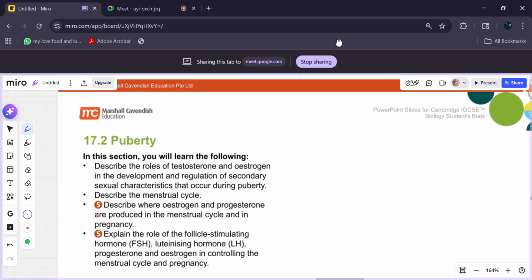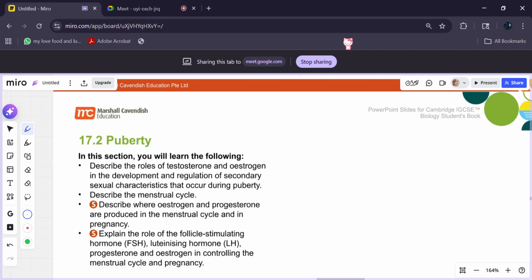Now let's move on to 17.2, which is puberty. In this section, we're going to describe the roles of the hormones that we've learned, which are testosterone and estrogen, and explain the development and regulation of the secondary sexual characteristics that occur during puberty. We will also describe the menstrual cycle in females, and describe where the estrogen and the progesterone are produced in the menstrual cycle and in pregnancy, and explain the role of the follicle stimulating hormone, luteinizing hormone, progesterone and estrogen in controlling the menstrual cycle and pregnancy.